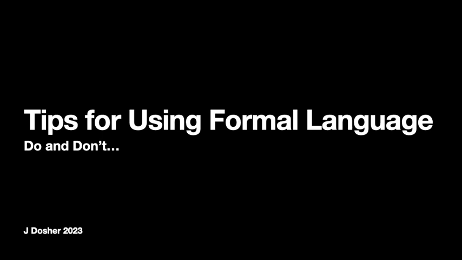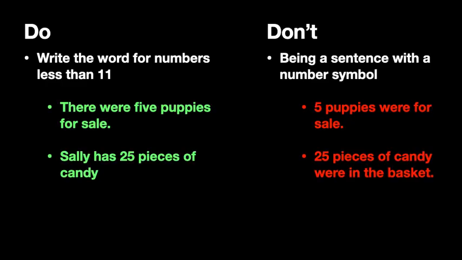Something that can really make a difference in an academic paper is using formal language and really keeping that formal voice throughout your writing. So here are some do's and don'ts. First of all, when it comes to writing out numbers, do write the word for numbers less than 11.